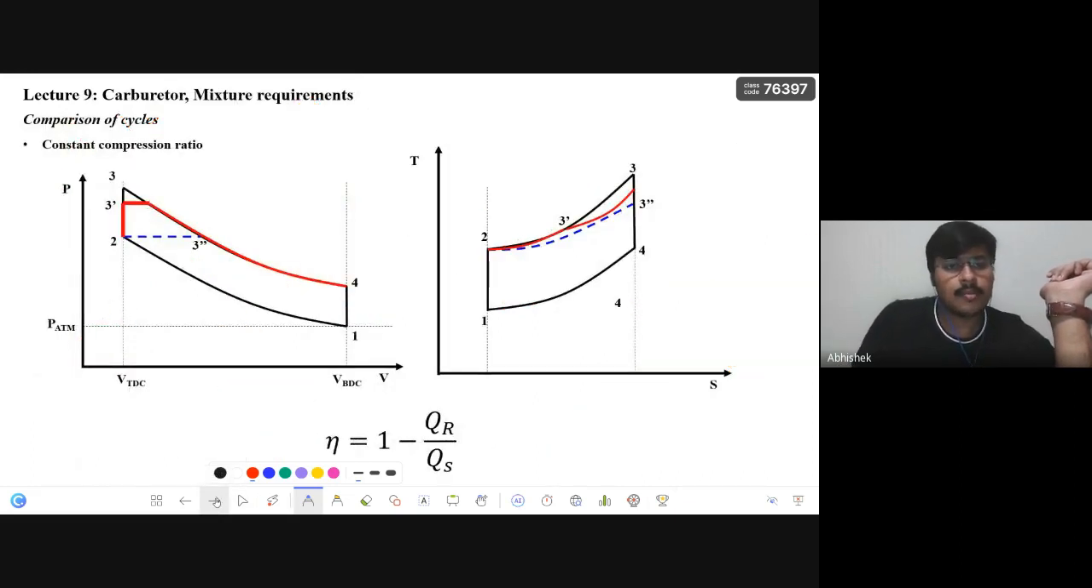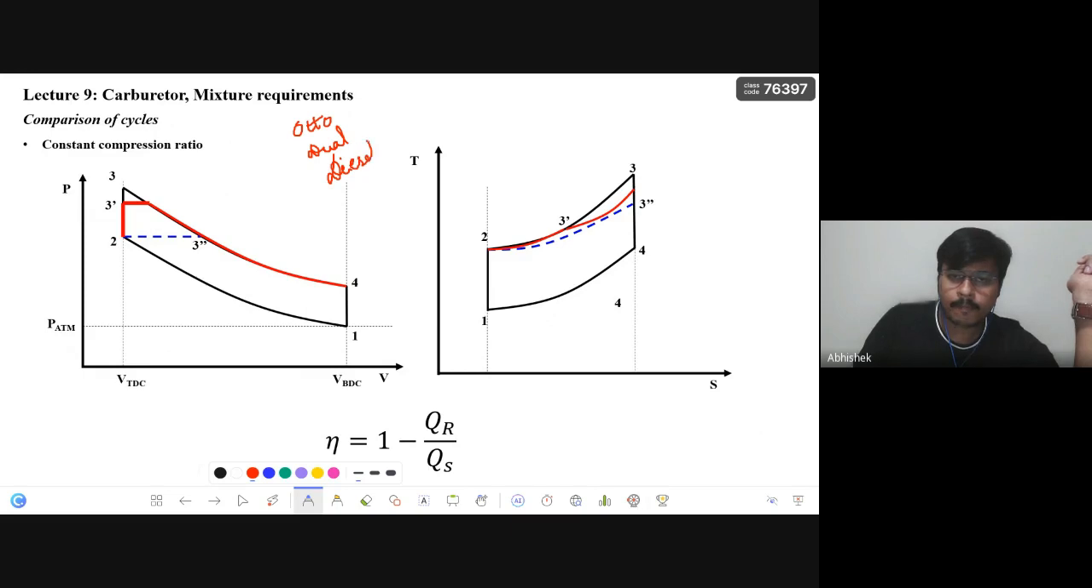So in lecture 9, we started some portion of carburetor, but there were two major things covered: when we compare the cycles. We have already covered three cycles. One is Otto, one is dual, and one is diesel. Okay, so we'll compare which cycle is better in which case. There are particularly two cases that we have considered.